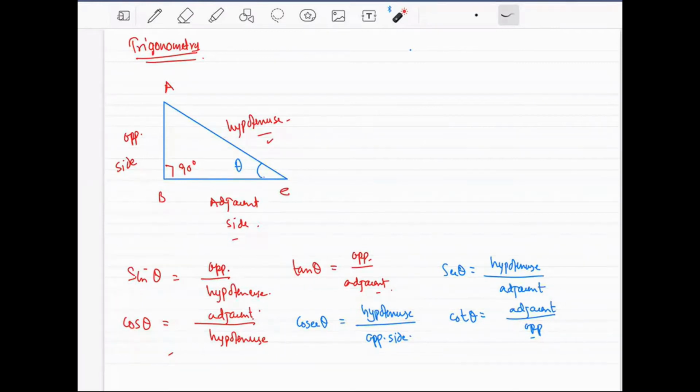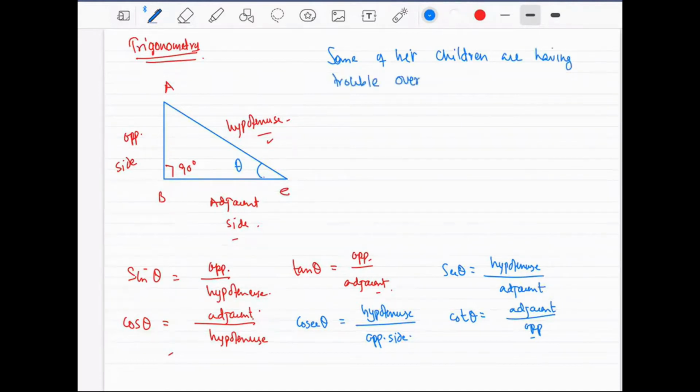Keeping that in mind, in order to remember the first three, you can use a very simple sentence. You remember it like this: some of our children are having trouble over algebra. How is this helpful? Some of our children are having trouble over algebra.